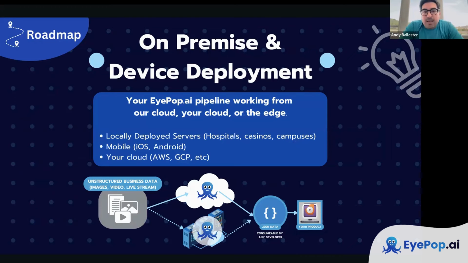We see the need not to just work in our cloud, but your cloud, on-premise devices, and also at the edge. And so we already have capabilities to deploy on-premise servers. In the very short-term roadmap over the next quarter, you'll be able to build and then deploy with one click your model out to iOS and Android devices, as well as your cloud as well.